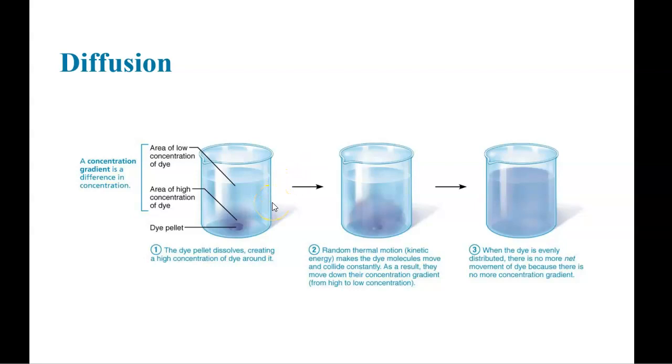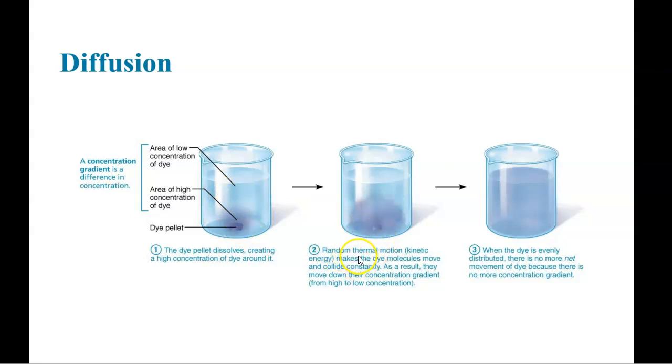So in this diagram, you can see this diagram illustrates a concentration gradient. So when a dye pellet is added to a container containing water, immediately surrounding the pellet, there's going to be a higher concentration of dye. So that's an example of a concentration gradient because you have high concentration of the dye and then there's lower concentration away from the pellet.